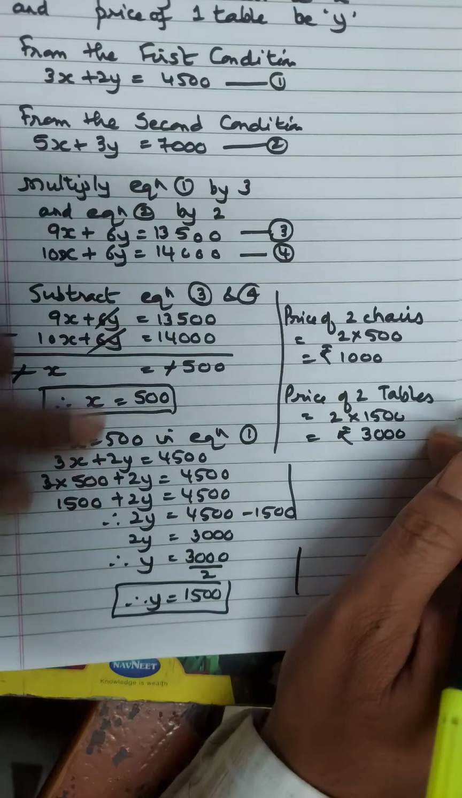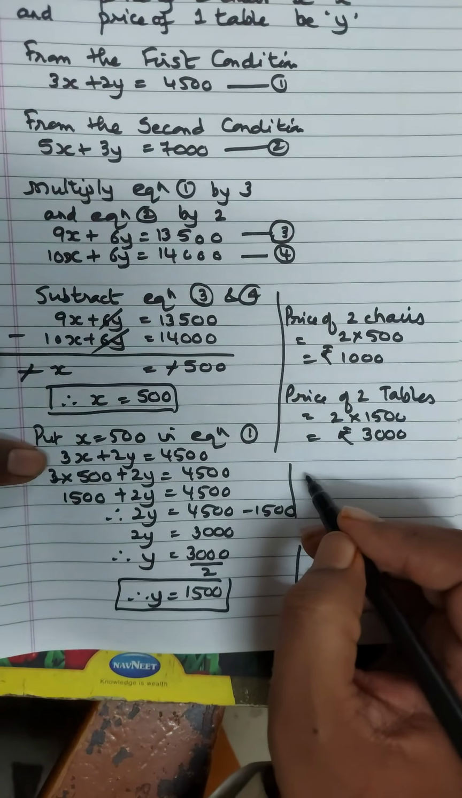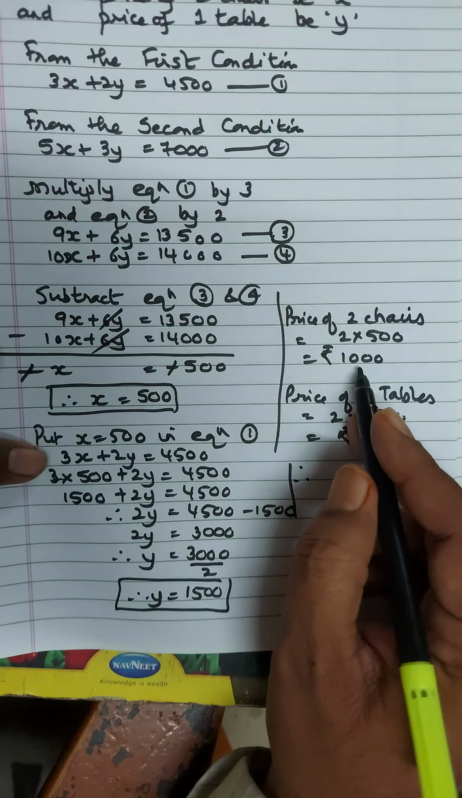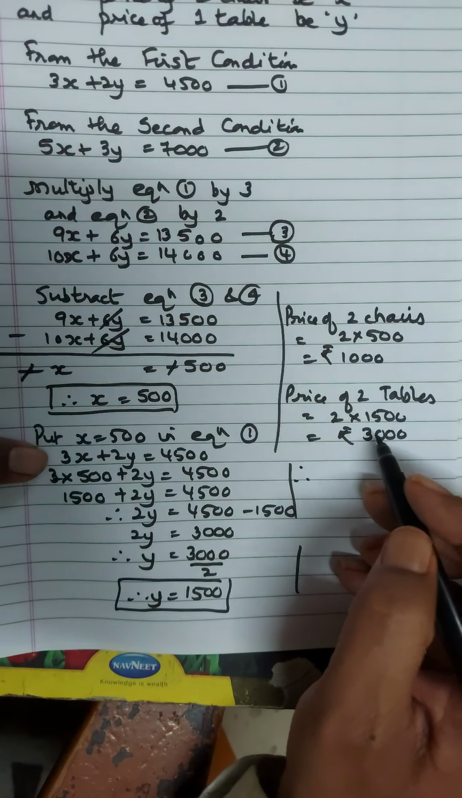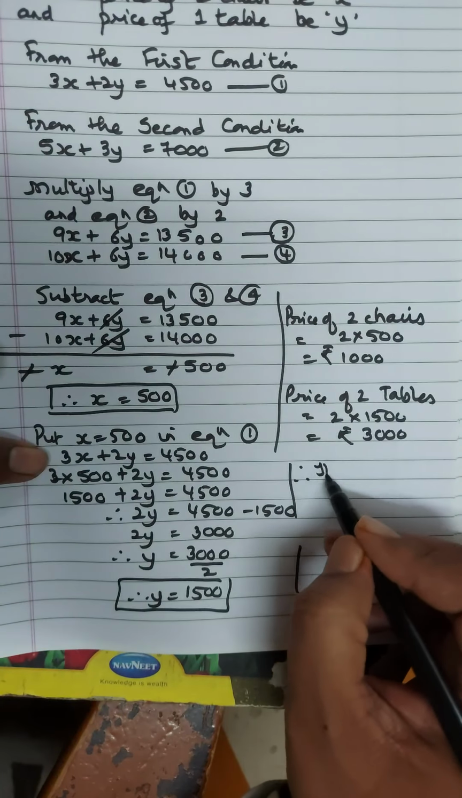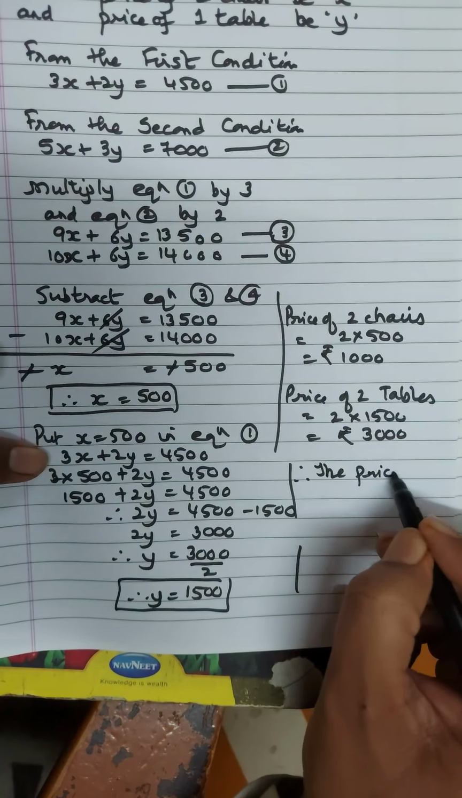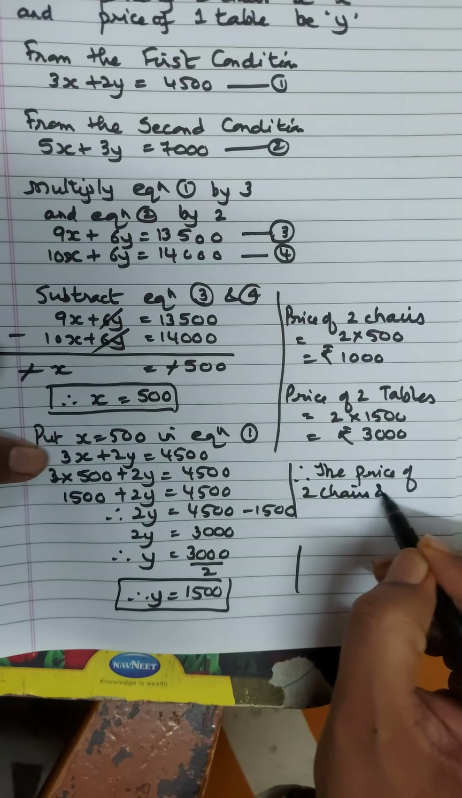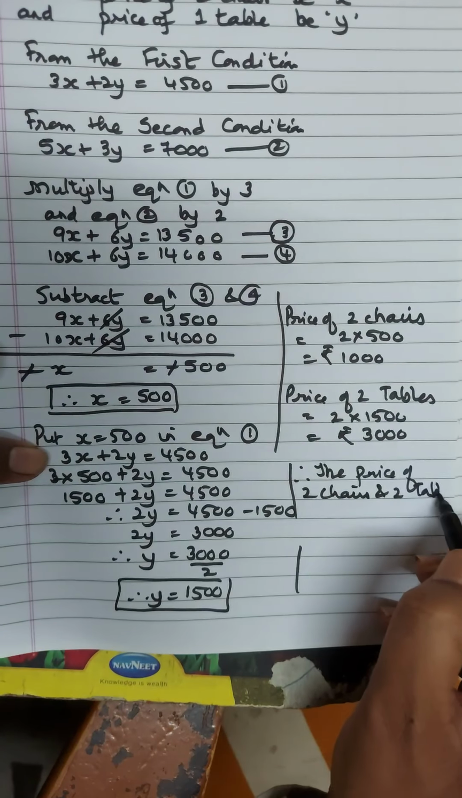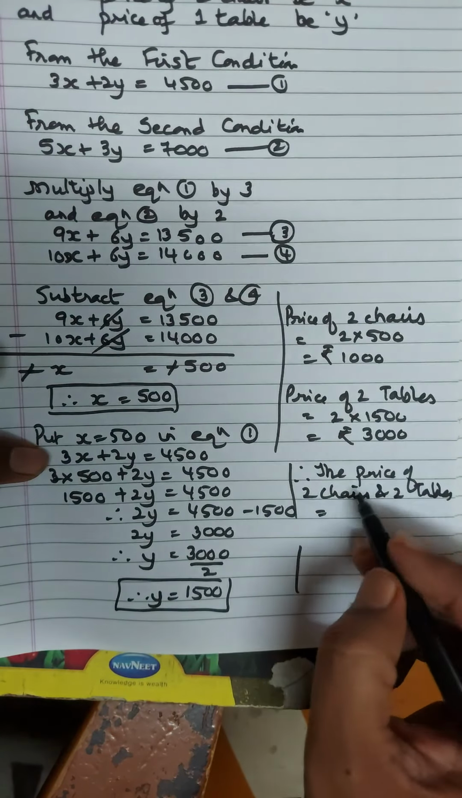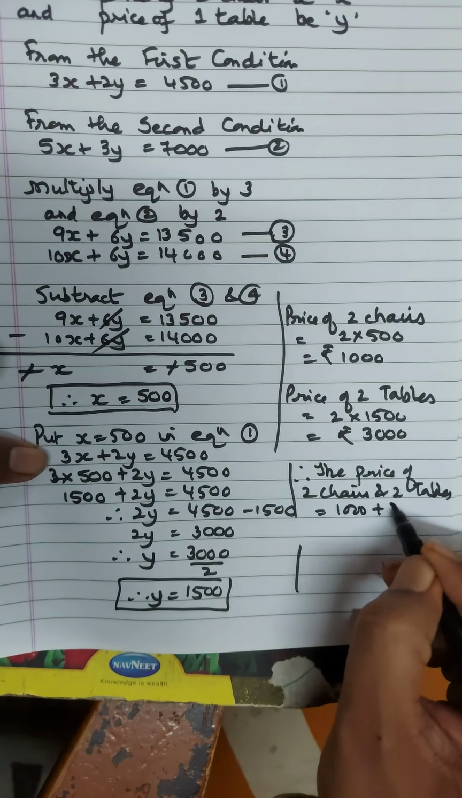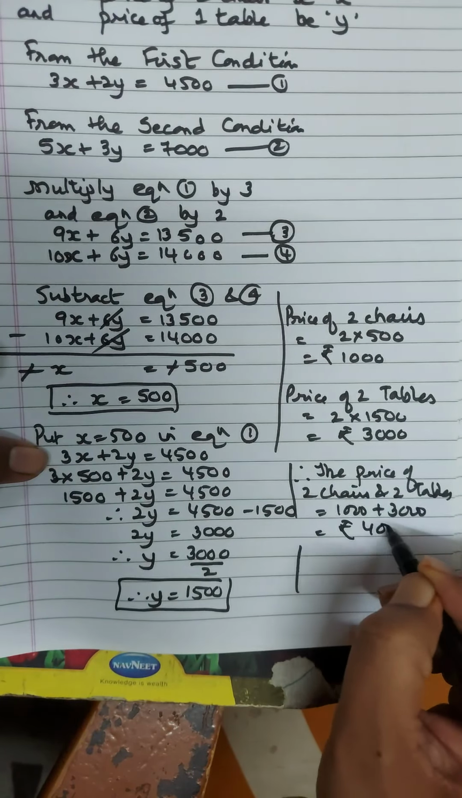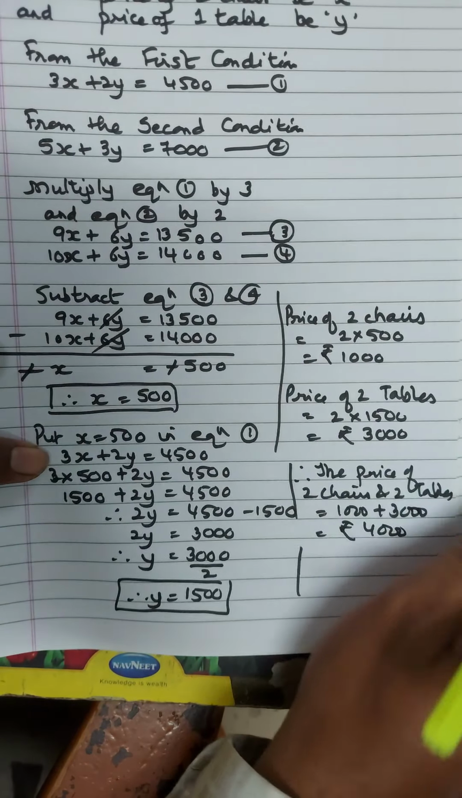In this way we get the value. Now we need to add this 1000 and 3000, meaning the price of 2 chairs and 2 tables collectively. 1000 plus 3000, you will get the answer 4000. So 4000 is the correct answer, students.